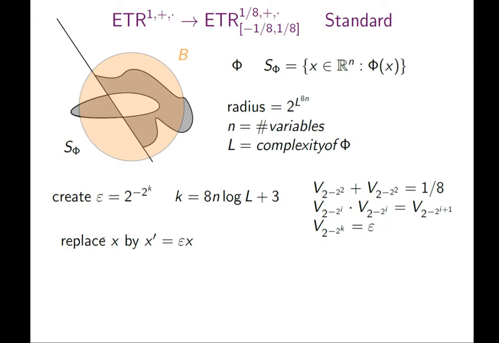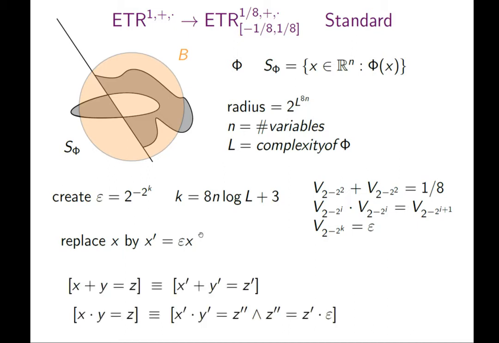And now what we do is we replace each x by an x prime, which is supposed to be really small. And then the addition is substituted by the same addition, because multiplying by x prime doesn't change anything. If we have a multiplication constraint that changes, because here on the left side come 2 epsilons, on the right side just 1. So we have to sneak in another epsilon, and z double prime must be z prime times epsilon.